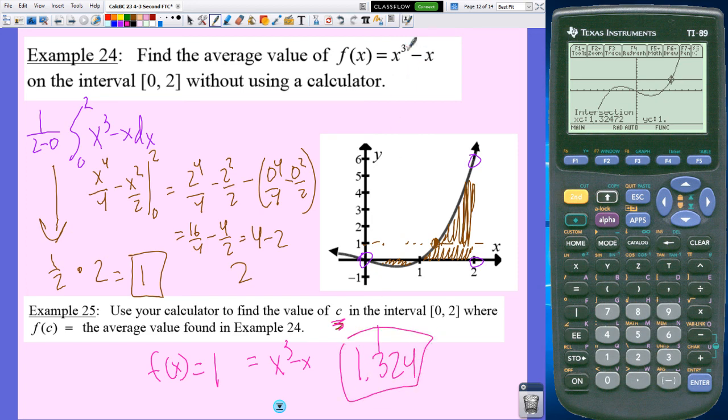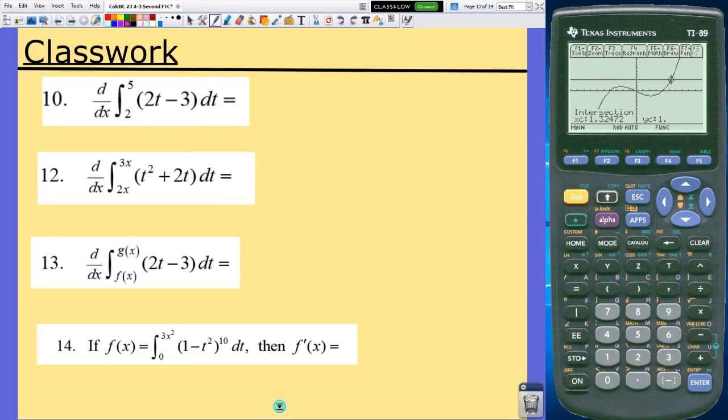If you plug that into this function, it should equal 1. All right, that's it.